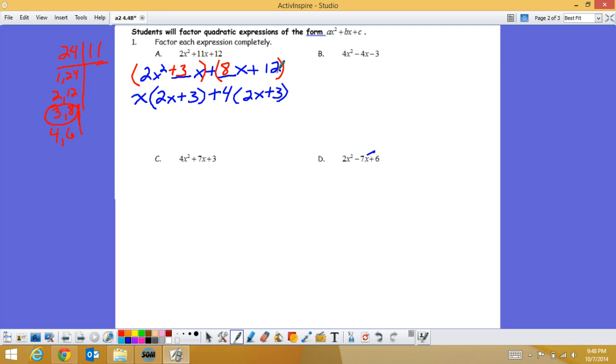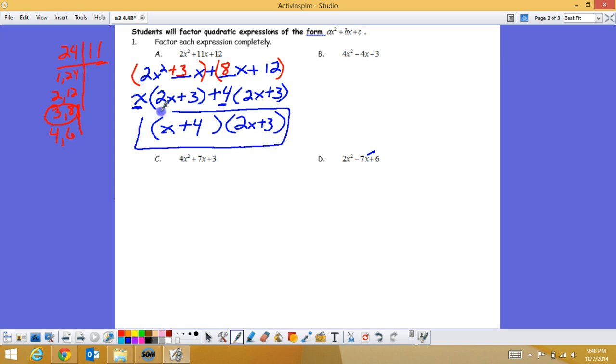So we're set there. So now we're ready for our two sets of parentheses. One set are these two terms outside, the x plus 4. The other set is 2x plus 3. And that is the factored form for that. Now for the next one, we're going to do the same thing again. Always look for a greatest common factor. There isn't one. So this is where we are going to split up that middle term.